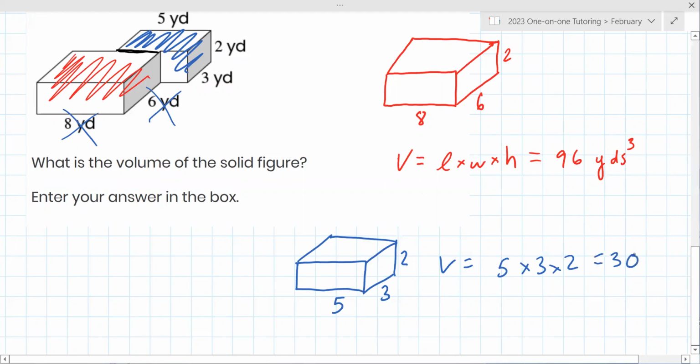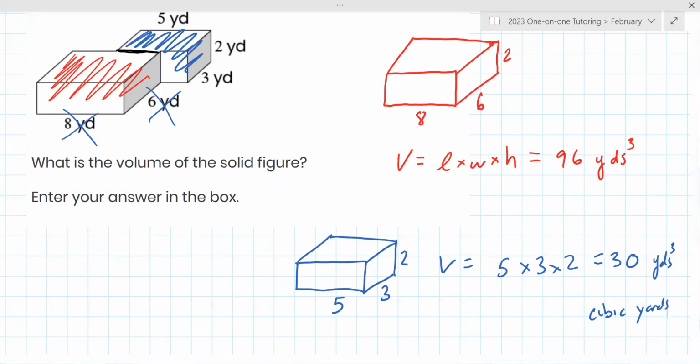30 what? 30 yards. A little more. 30 yards cubic? Yeah. Or you can say cubic yards. Cubic yards. Okay, now you're not quite done. You have to add these two numbers together. Oh, we have to add them. Yes. Small little wrinkle in this problem. Makes it a little more challenging.